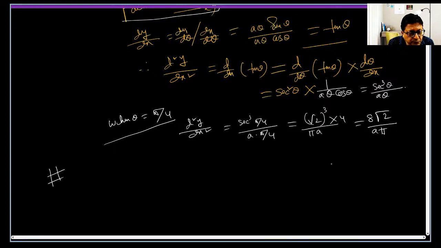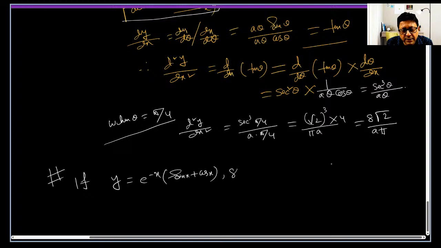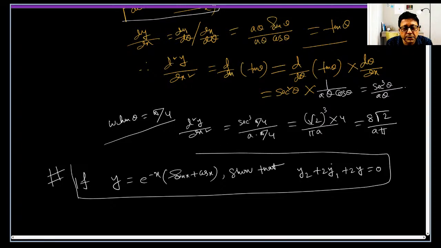If y equal to e to the power minus x into sin x plus cos x, show that y2 plus 2y1 plus 2y equal to 0. In second order derivatives, this is a very common type of sum which you can get. You just go through the sum.